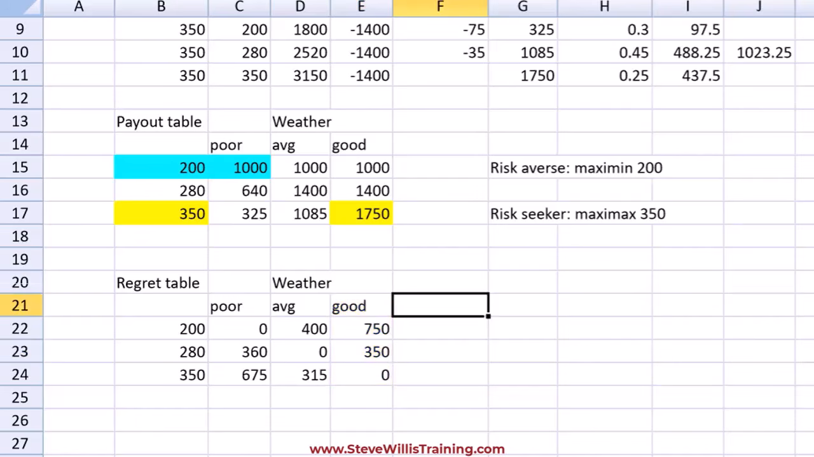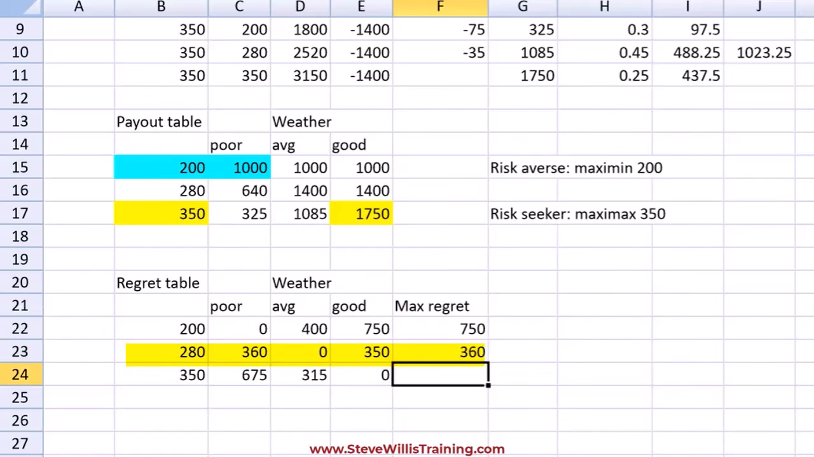Now, what we want to do is look at each decision. What's the biggest opportunity cost we could have? Well, if we choose to produce 200, right, we'd be missing out on 750 if the weather were good. If we chose 280, we would be missing out on 360 if the weather was average, and over here, 675. Guys, the name of this rule is minimize the maximum regret. So if I want to minimize my regret or my opportunity costs, I would choose this one.